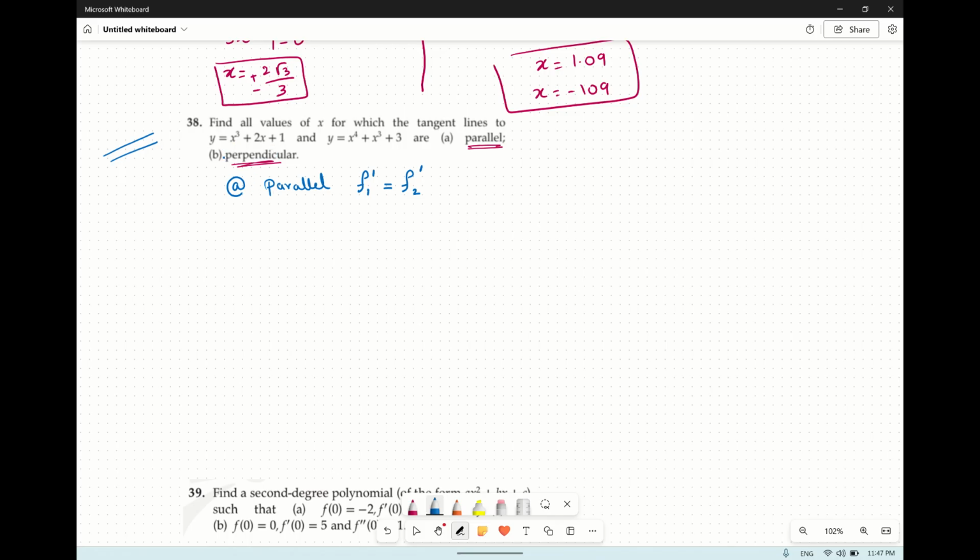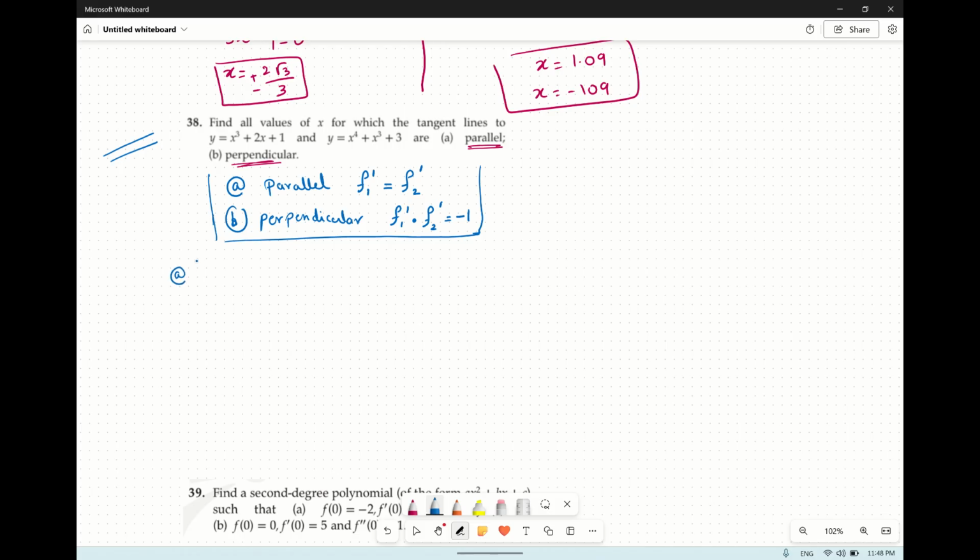Now, if you want to find where they are perpendicular, in part B, the rule says two functions are perpendicular if the product of their derivatives is equal to minus 1. So you find the derivative of the first one times the derivative of the second one, that will be equal to minus 1. And this is the rule for this question.